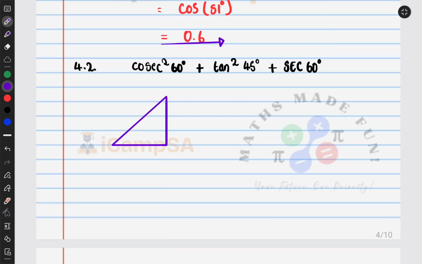The first special triangle is the one with 45 degree angles, 90 degrees here, and these two sides are just 1 unit. You solve for the third side using the Pythagoras theorem, and you're going to get root 2. And then the second triangle is the equilateral triangle.